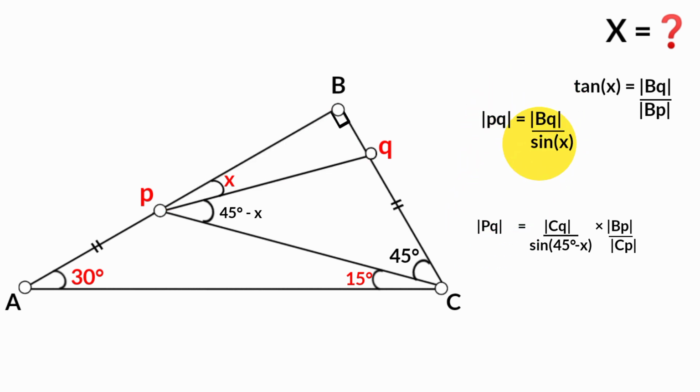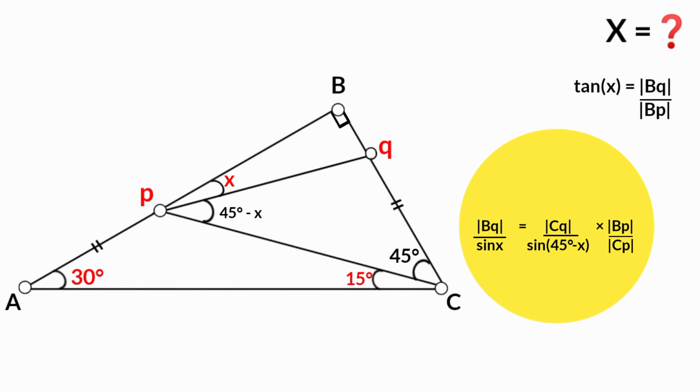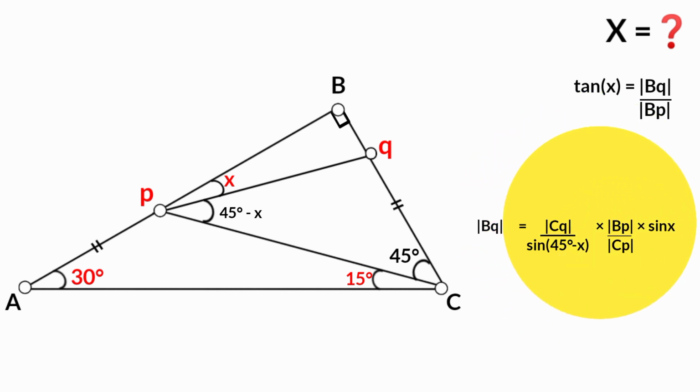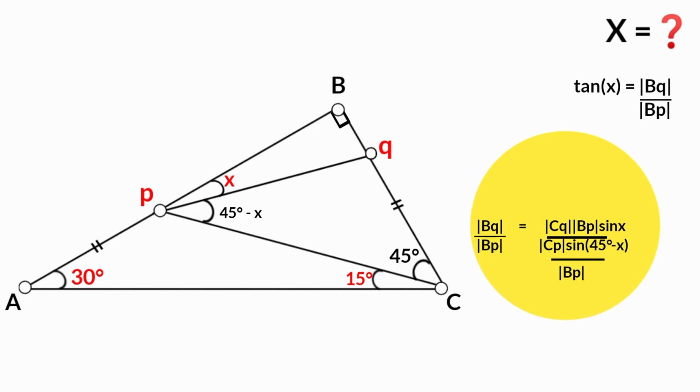Now we replace this line PQ with this value here. So line BQ over sine x equal to line CQ over sine 45 degrees minus x, all multiplied by line BP over line CP. We first multiply both sides by sine x. Here sine x cancels sine x. And here line CQ over sine 45 degrees minus x, all multiplied by line BP over line CP times sine x is line CQ line BP sine x all over line CP sine 45 degrees minus x. The next thing now is to divide both sides by line BP. Here this line BP cancels this line BP. Now line BQ over line BP equal to line CQ sine x over line CP sine 45 degrees minus x.